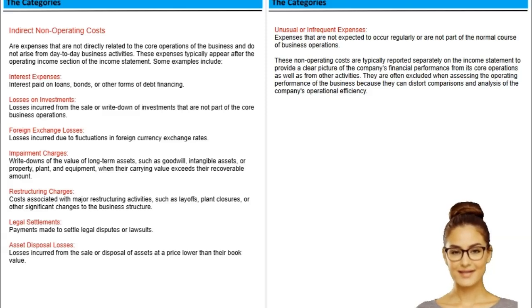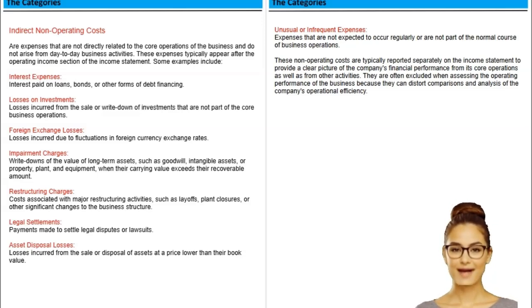Let's look at foreign exchange losses. These are losses incurred due to fluctuations in foreign currency exchange rates. Expanding a little more on that, I will say, a foreign exchange gain or loss occurs when a company buys or sells goods and services in a foreign currency, and that currency fluctuates relative to their home currency. It can create differences in value in the monetary assets and liabilities, which must be recognized periodically, until they are ultimately settled.